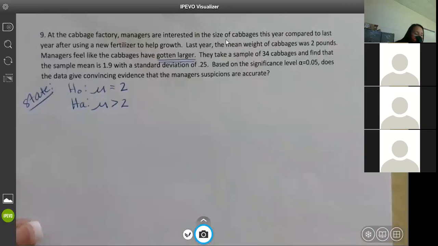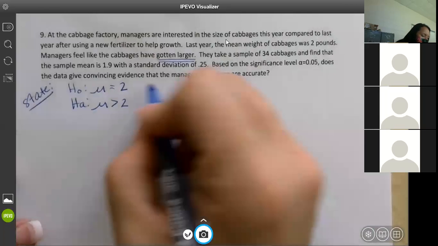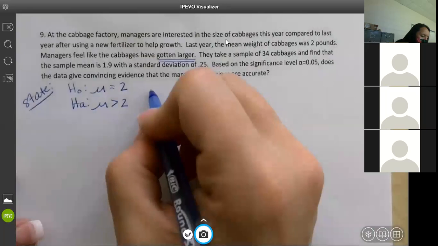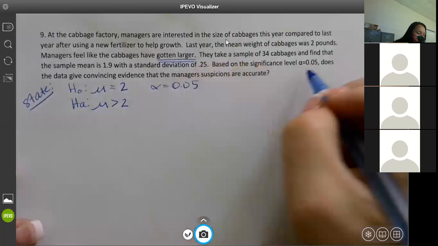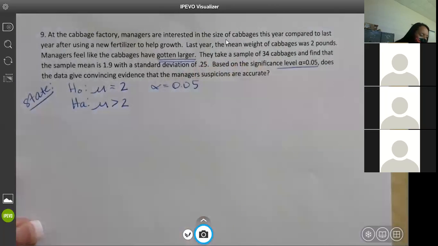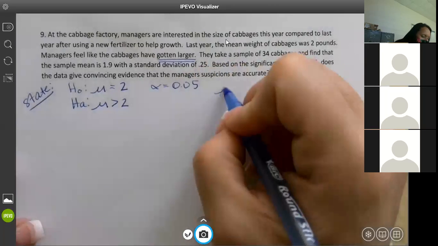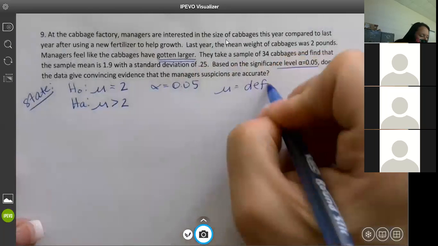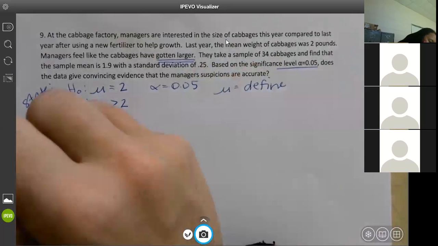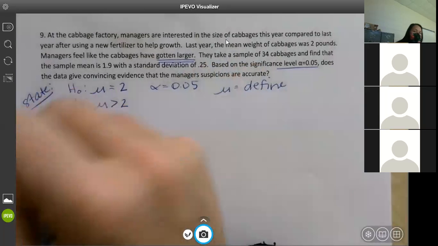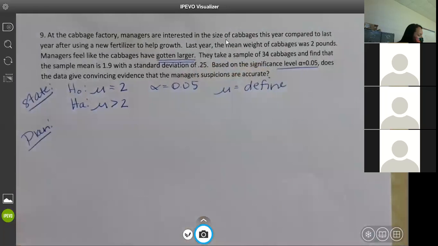What else do I need in here? And it said the 0.05 level right here. And then the last thing, we're going to define whatever mu is. Okay, so make sure you define that. All right, so what is your plan?